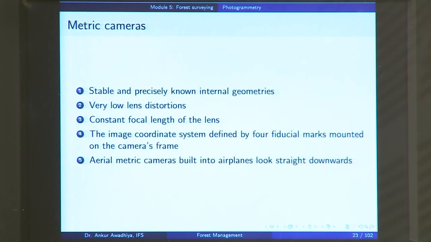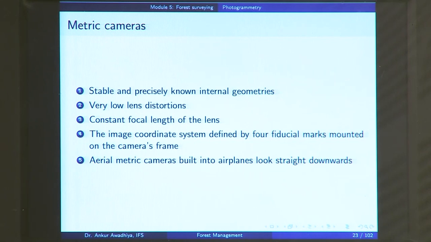Now, we also make use of metric cameras. Metric cameras are those cameras that are designed to take measurements. So, you know each and every thing about these cameras, and these are very standardized cameras. These are stable with precisely known internal geometries. There is a very low amount of lens distortion, and a constant focal length of the lens.